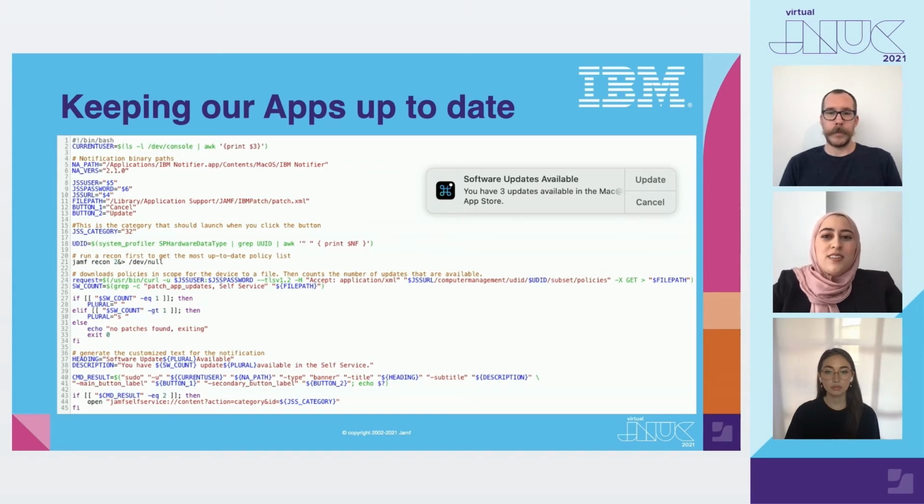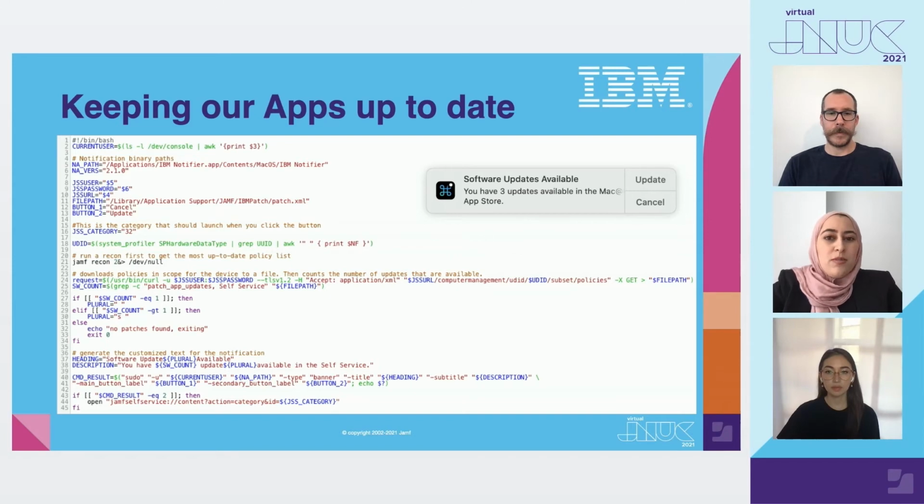From that generated list, we then search for a specific pattern. In our sample here, we are looking for the event trigger that I mentioned earlier of patch app updates, followed by self-service. This indicates that this is an update policy that is available in self-service for that device. We then get a count of how many updates are in scope using grep -c. You can see that on line 25.